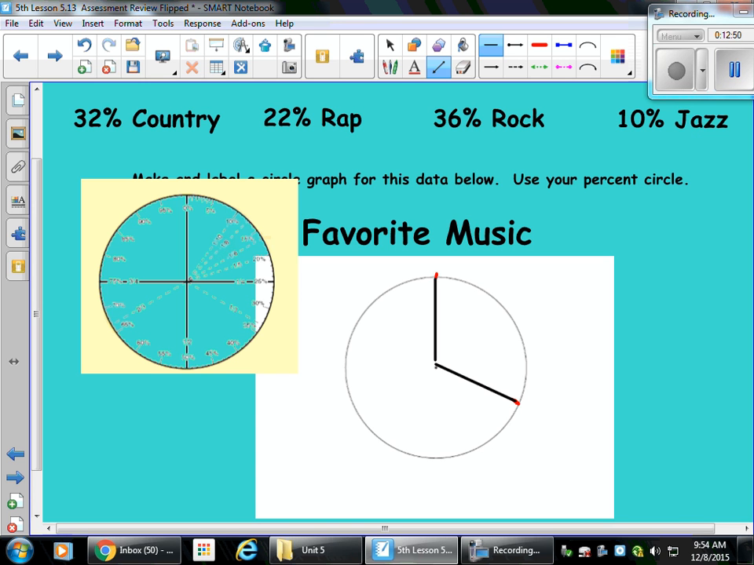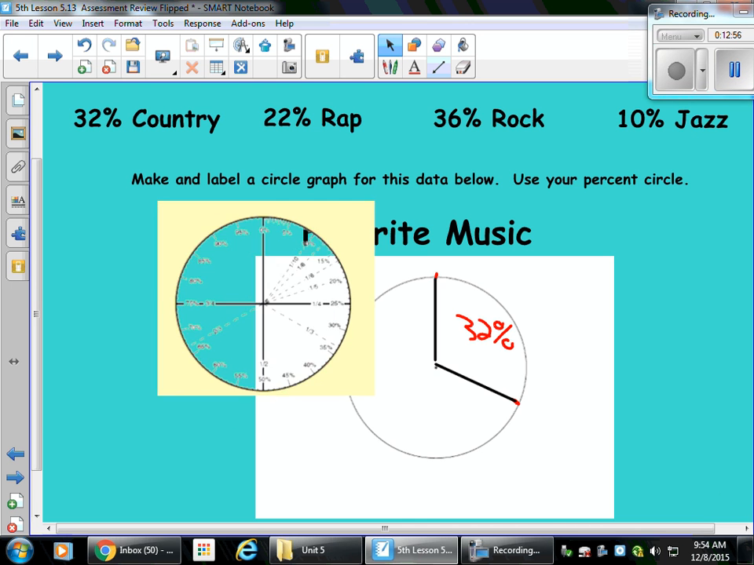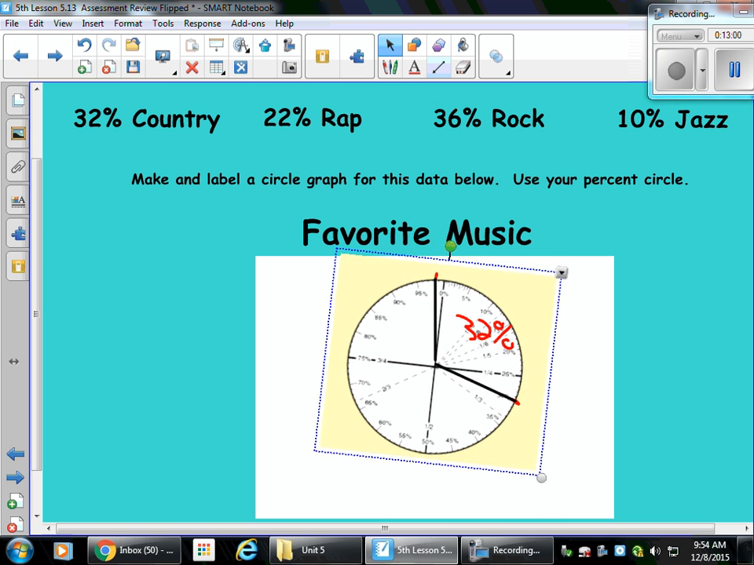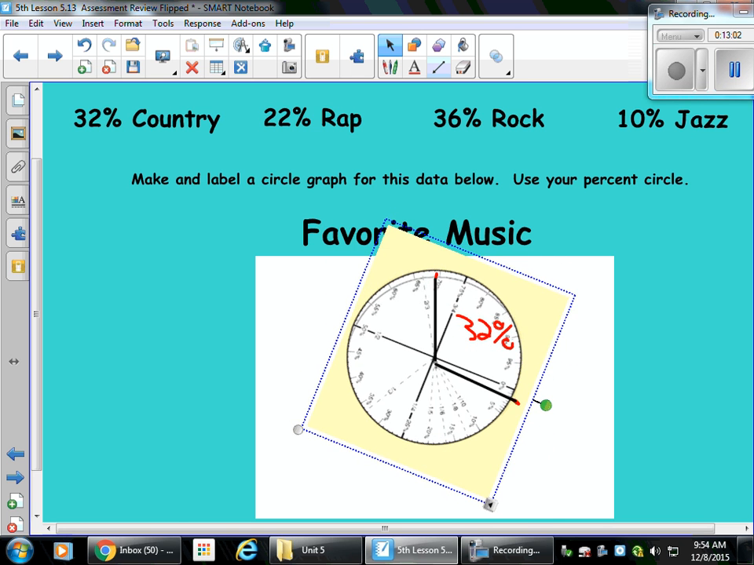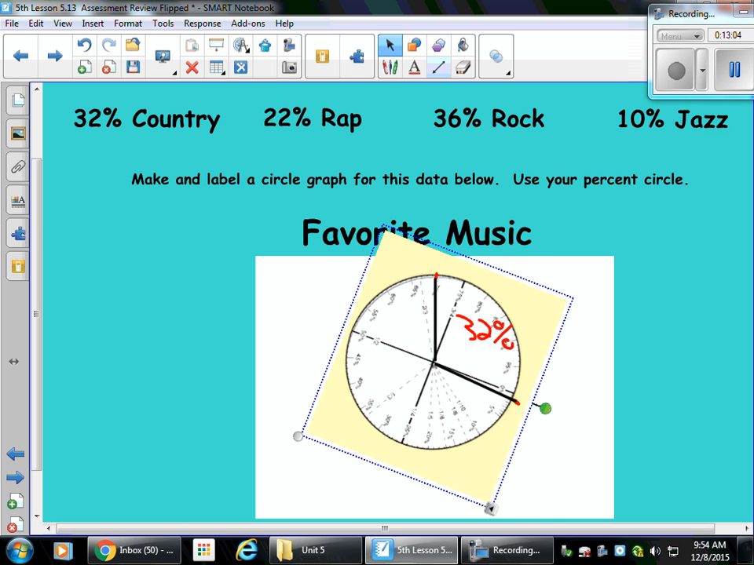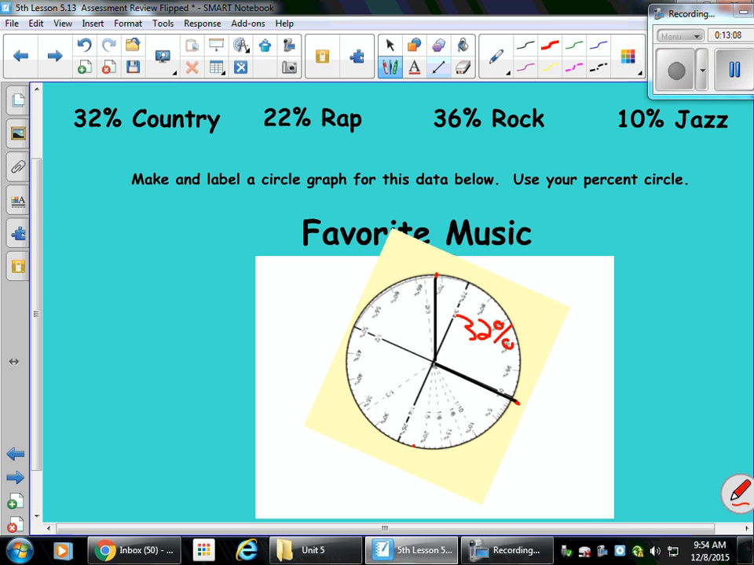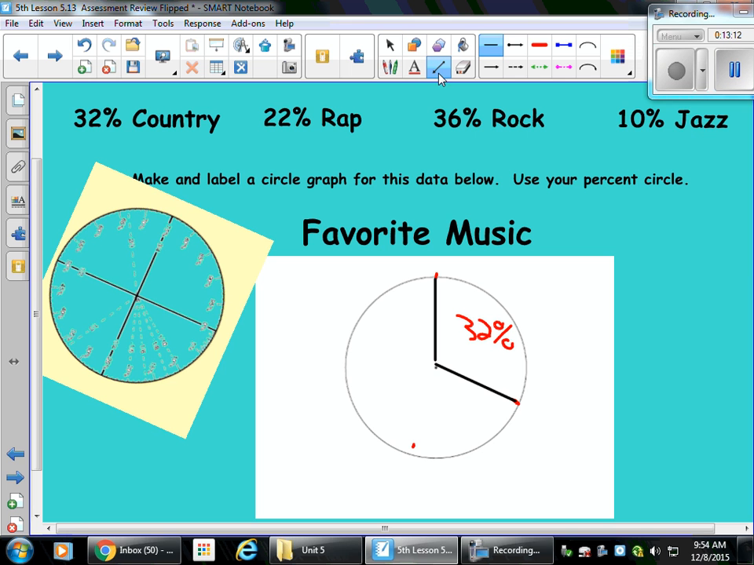Okay. I'm going to label it as I go. I'm just going to put 32% in here so we don't get confused. Next one, I'm going to rotate it around. We're going to be doing the rap music, at 22%. So that means we're right about there. Go ahead and move this over. Get my line, draw my straight line down. I'm going to add 22% to that.